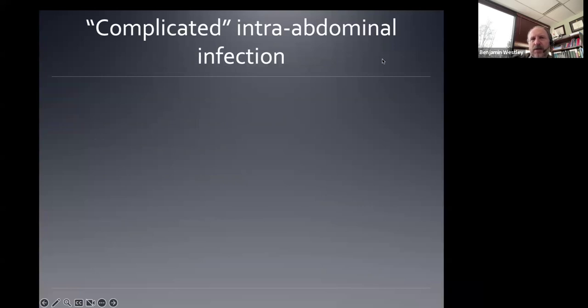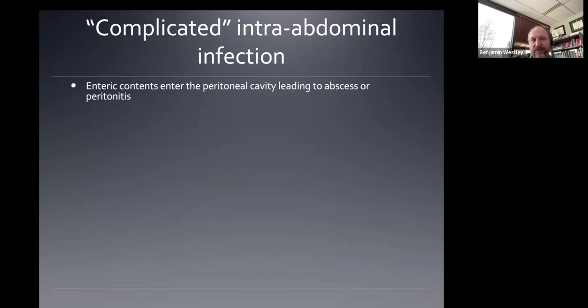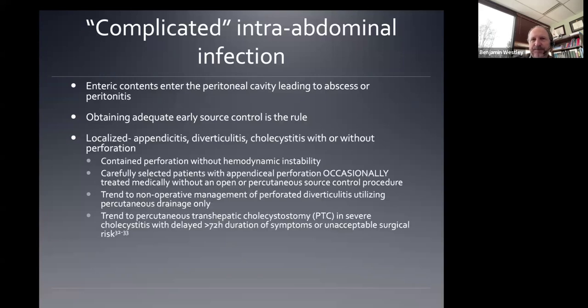Okay. So complicated intra-abdominal infections. Basically, the definition is that enteric contents, stool or succus from the intestines, go into the peritoneal cavity, leading to an abscess or leading to inflammation of the lining, peritonitis. So there essentially has to be a disruption or a hole in the GI tract somewhere. And the main treatment is really surgical. You just have to drain that stuff out. The heavy lifting is actually the surgical source control, and I always think that antibiotics are kind of an adjunct.